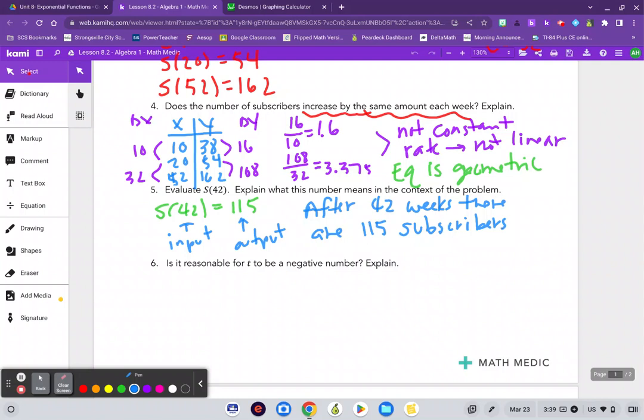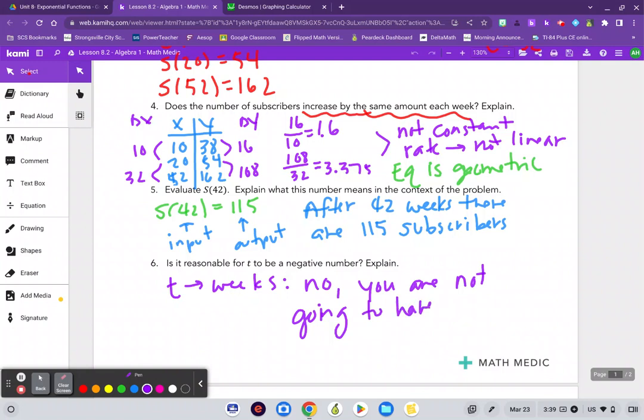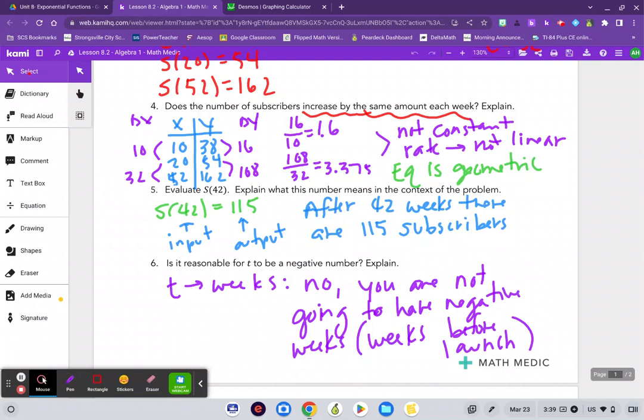All right, is it reasonable for T to be a negative number? So again, T represents weeks. And so no, you are not going to have negative weeks. Negative weeks would be weeks before launch. But I'm not going to have subscribers before I launch because they don't have the information in order to subscribe. So it does not make sense to have this negative T.